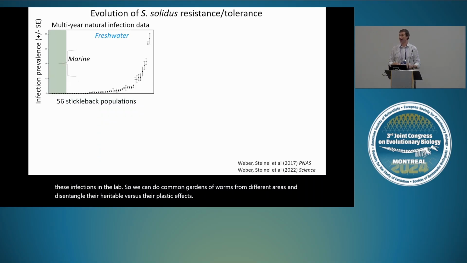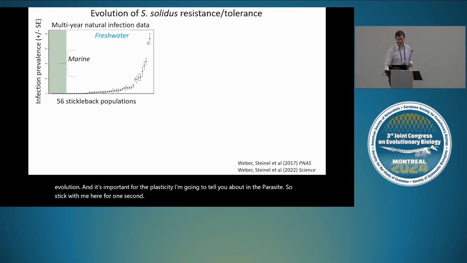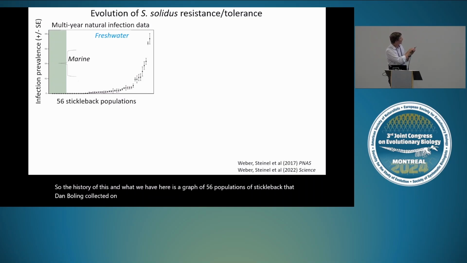So we've done a lot of work on stickleback now, looking across lots of different types of populations, and we've put together a pretty neat story about the history of the host evolution. And it's important for the plasticity I'm going to tell you about in the parasite, so stick with me here for one second. What we have here is a graph of 56 populations of stickleback that Dan Bolnick collected on Vancouver Island, looking at the infection prevalence across different regions and different populations.